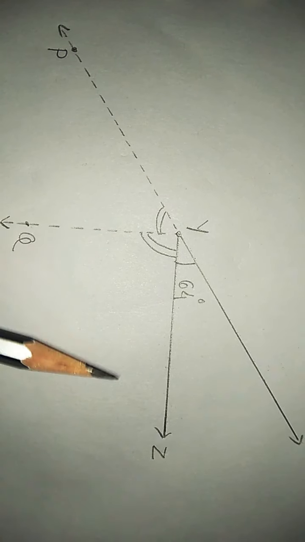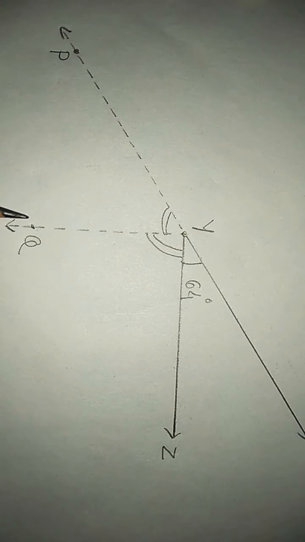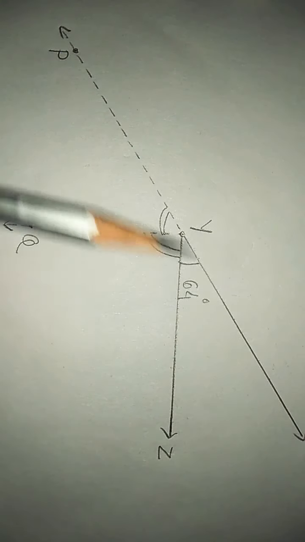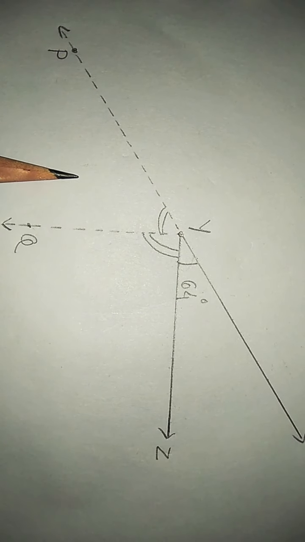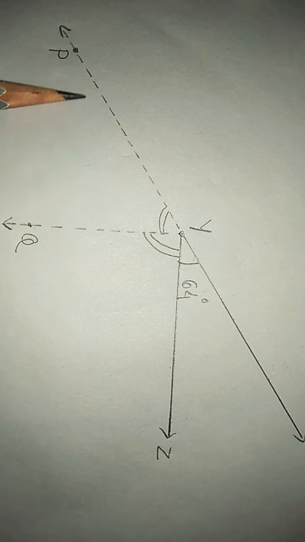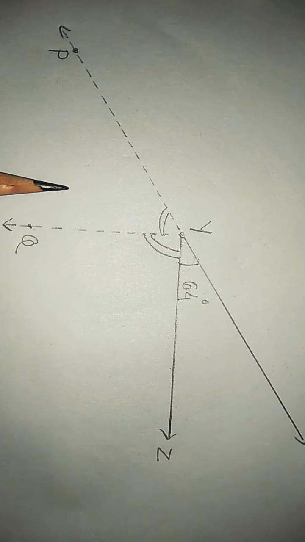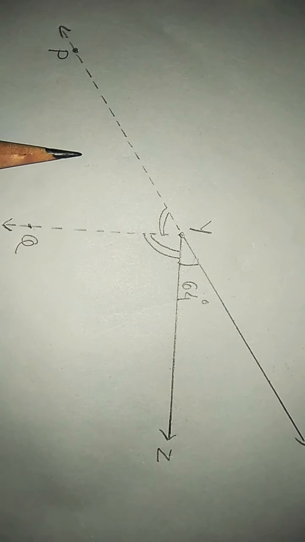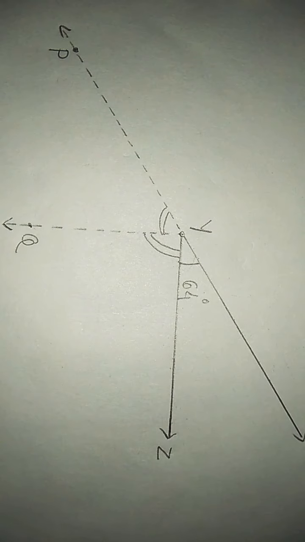We have to find angle XYQ. This whole angle we have to find. And reflex of angle QYP. Now again we have done this reflex. What to find? First we will find QYP and then reflex. That means we will subtract it from 360 degree. So let us start doing the sum.